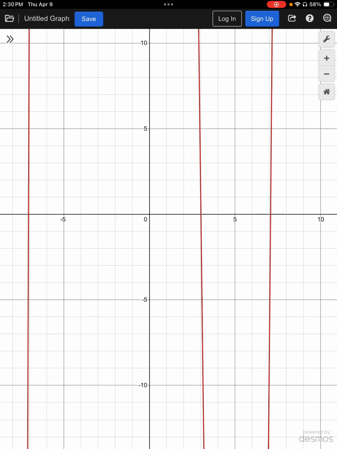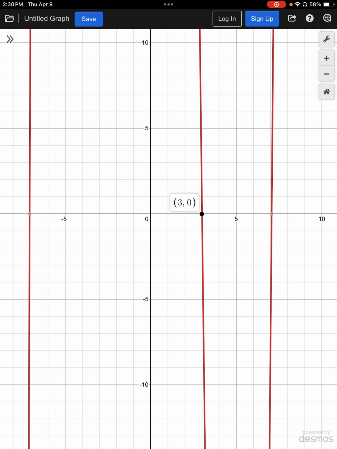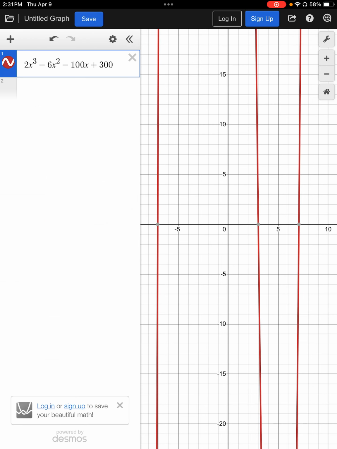So I'm going to zoom way in here. And one of them is right here at 3, 0, which we already thought. And then I get these other ones, but they're weird decimals. They're the same number, but they're different. The negative 7.07107, and the other one's 7.07.